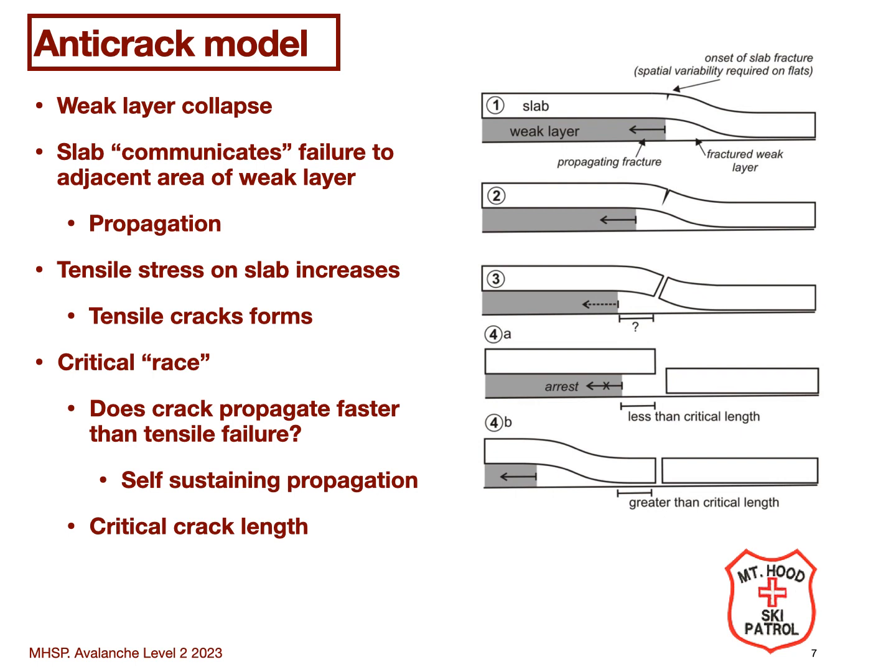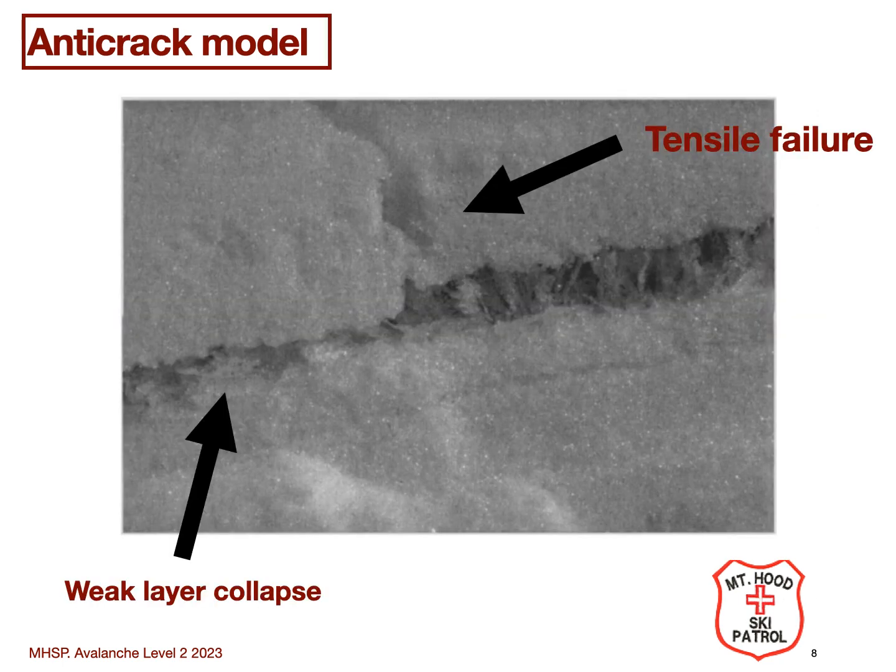There is a critical crack length that determines who wins the race, the propagating collapse of the weak layer or the tensile failure of the slab. If the crack length exceeds this critical crack length, the collapsing weak layer exceeds the rate of tensile failure, and we have an avalanche. This is a cool picture that's been on the title slide of all the snow science modules, showing weak layer collapse and tensile failure. You can clearly see how propagation stopped when and where the tensile failure occurred.